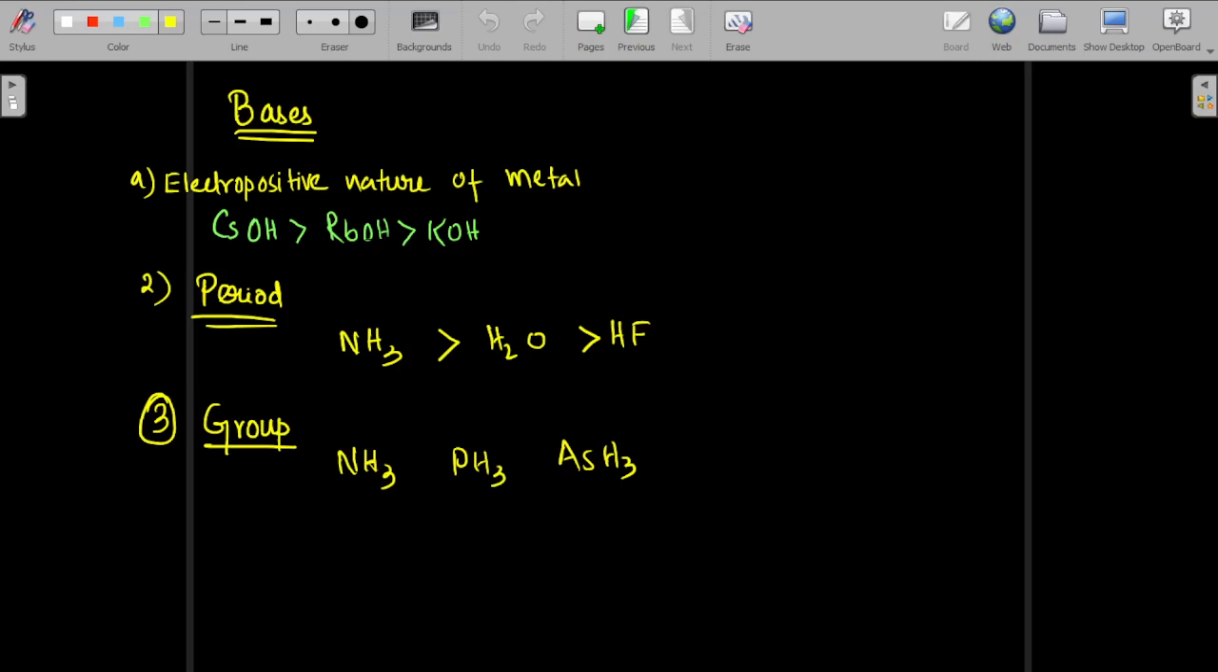Why? First of all, these atoms have electron pairs with them. All these electrons are to be donated. Now, in case of ammonia, this nitrogen being a very small atom, this electron pair faces repulsion from the other electrons and hence it is easily donated, which is not the case for phosphine or arsine. So this follows this order.